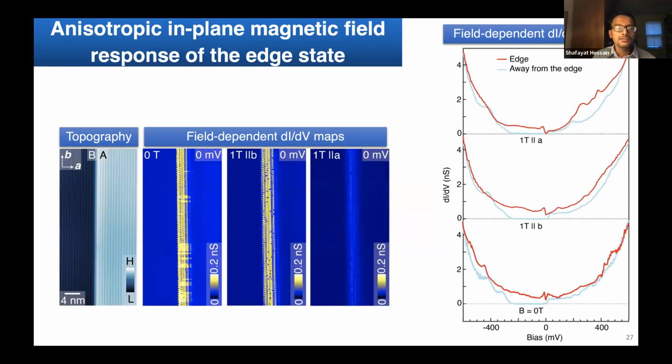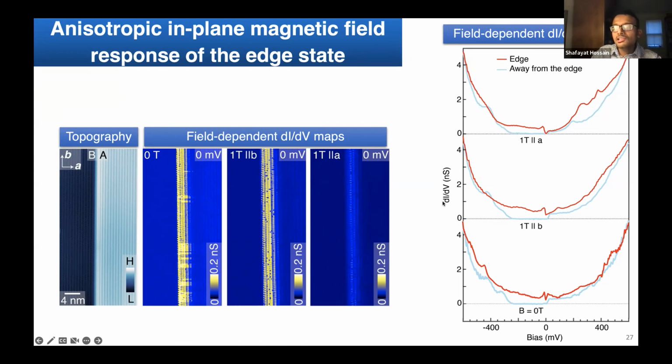All right. Since we have a vector magnet, we can also apply magnetic field along different crystal directions. For example, here we apply the magnetic field along the B axis of the crystal, so along the edge direction. Now, what we see is even if we apply a magnetic field along the edge direction, there is still edge state. If you see here, the edge is still excited. Versus if we apply a magnetic field perpendicular to the edge along the A-axis, the edge state becomes suppressed.